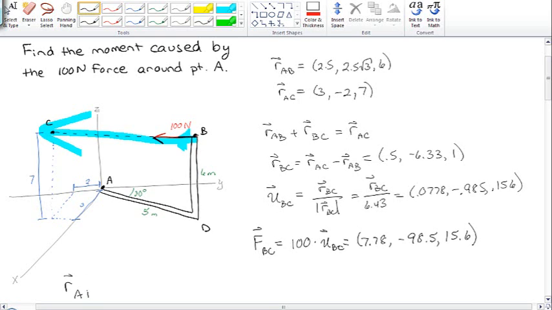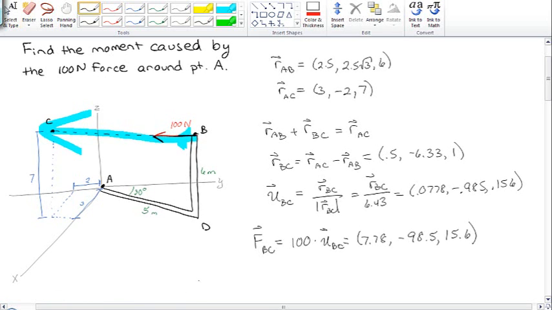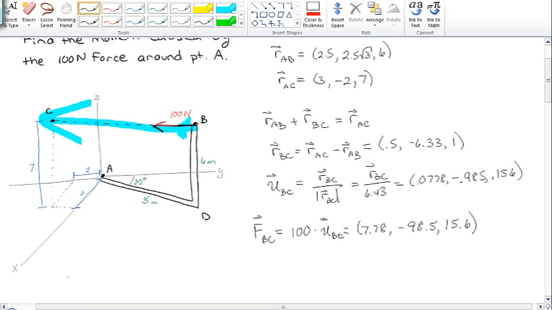Now to actually find the moment, it's not too big of a deal either. I'm going to go R from A to B, crossed with the force from B to C. It's literally just what I did. So I have R, A to B. The moment about A is equal to this radial crossed with the force, because that's exactly what moments are. And so I'm just going to throw those straight into the calculator.